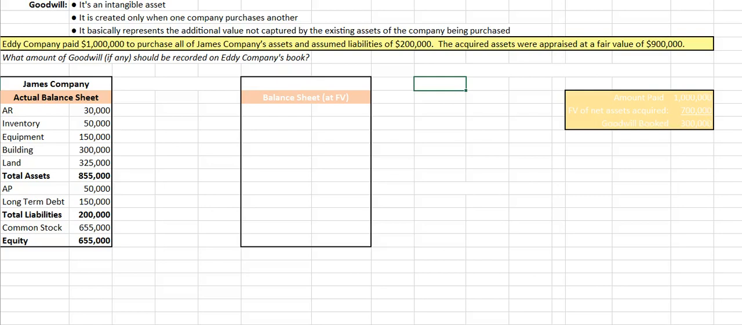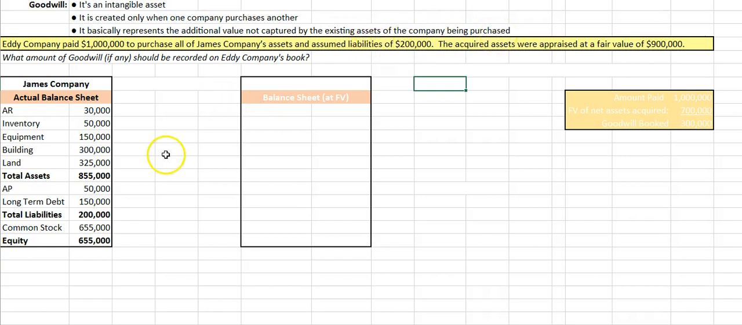Okay, in this video I'm going to give you an explanation of Goodwill, what it is, and how we record it. First of all, you look up here. Goodwill is an intangible asset, doesn't have any substance. It is created only when one company purchases another, and it basically represents the additional value not captured by the existing assets of the company being purchased.